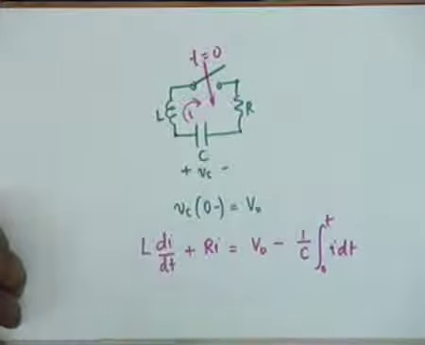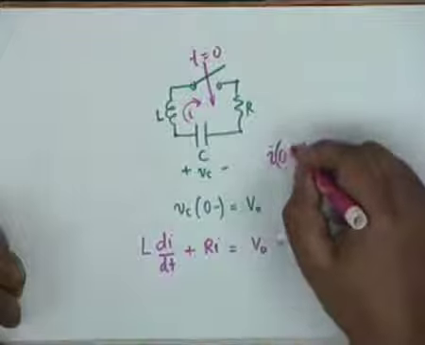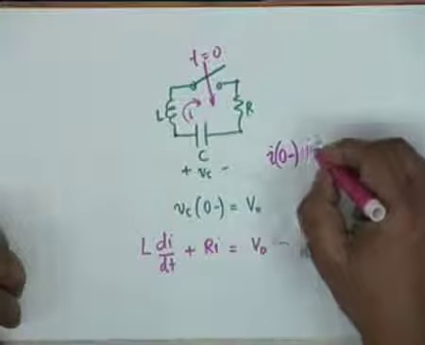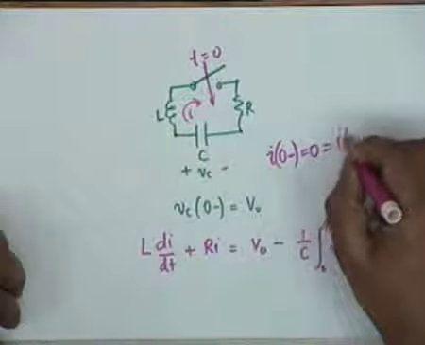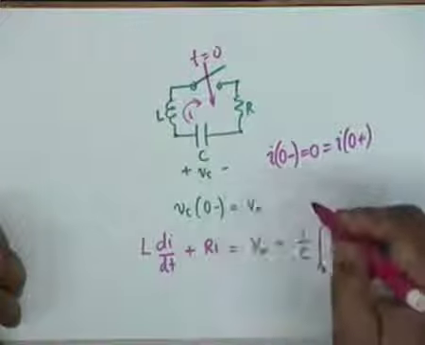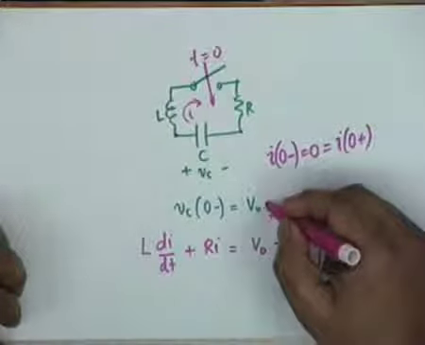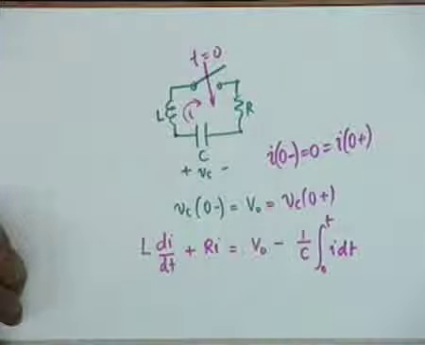with the initial conditions. What is the initial condition? I at 0 minus is equal to 0, and since this is a current through the inductance which cannot change instantaneously, I of 0 plus shall also be equal to 0. That is one initial condition, and the other is that Vc at 0 minus is equal to V0, which is equal to Vc at 0 plus. Alright, this is the other initial condition.